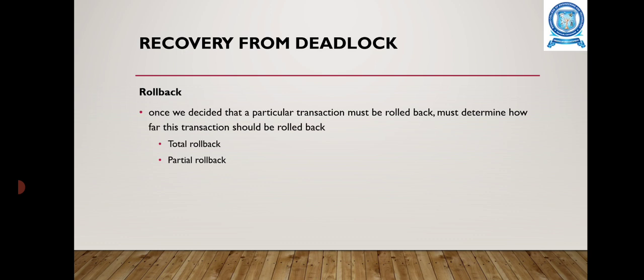Then the second one is rollback. Once we have decided that a particular transaction must be rolled back, we must determine how far this transaction should be rolled back. There are two types of rollback. The first one is a total rollback, and the second one is a partial rollback.